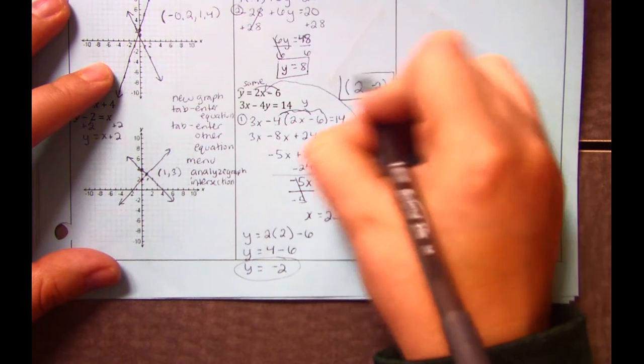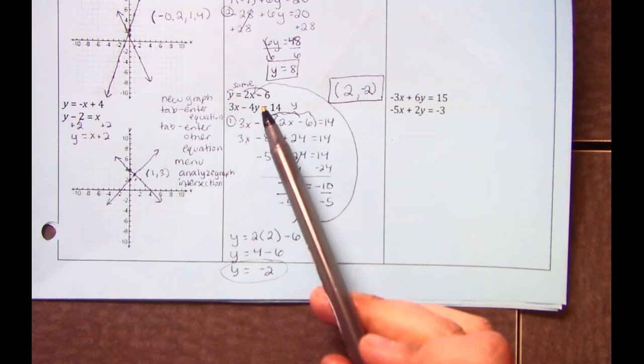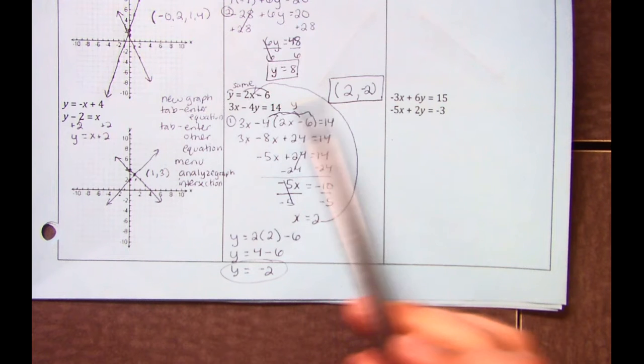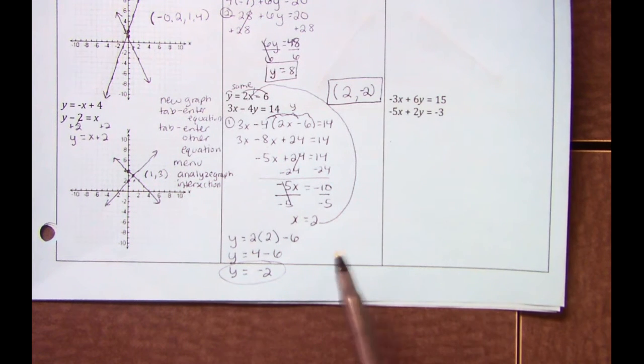So this is my answer. If I were to graph these two equations on a calculator, I would know that they cross at the point 2, negative 2. And that's the way that you can solve systems of equations without graphing them.